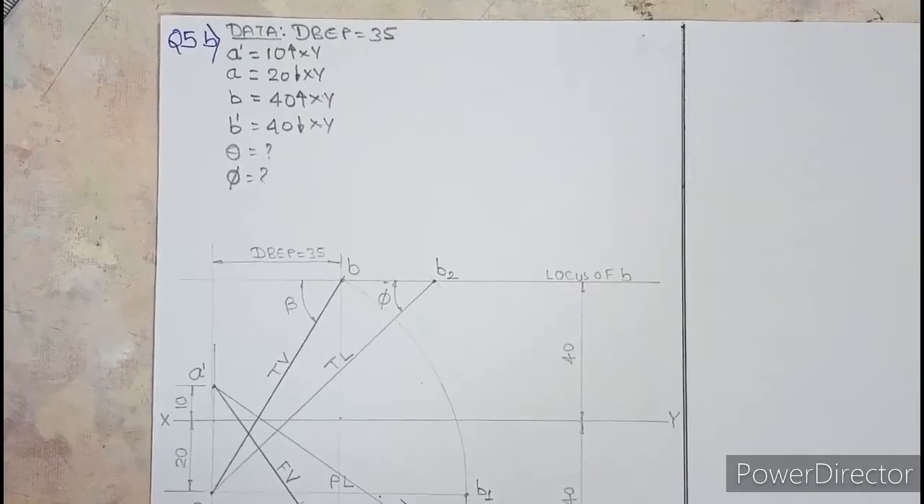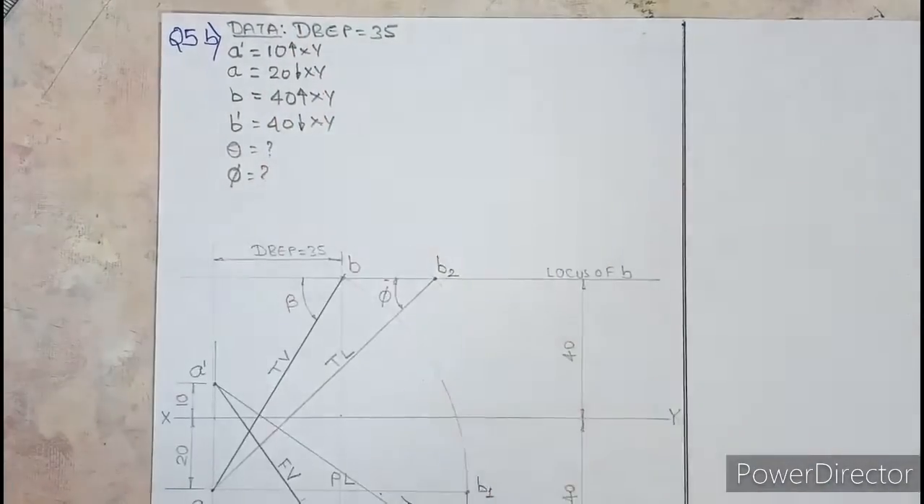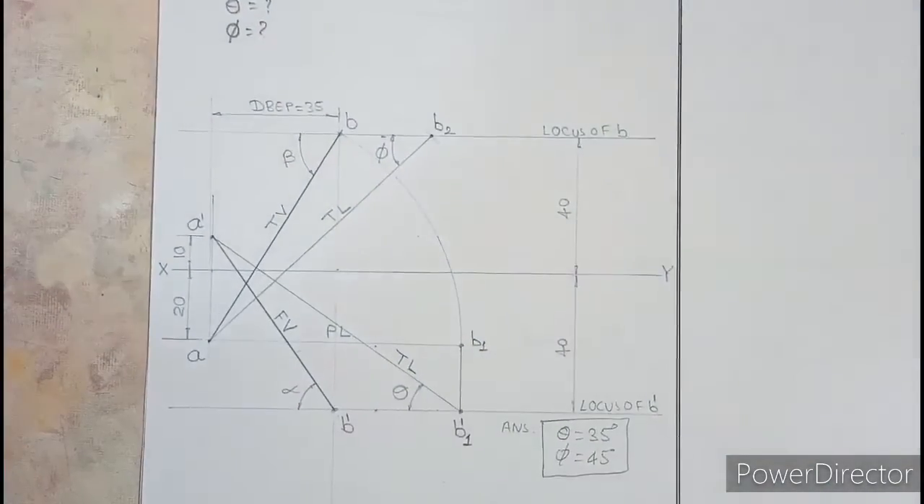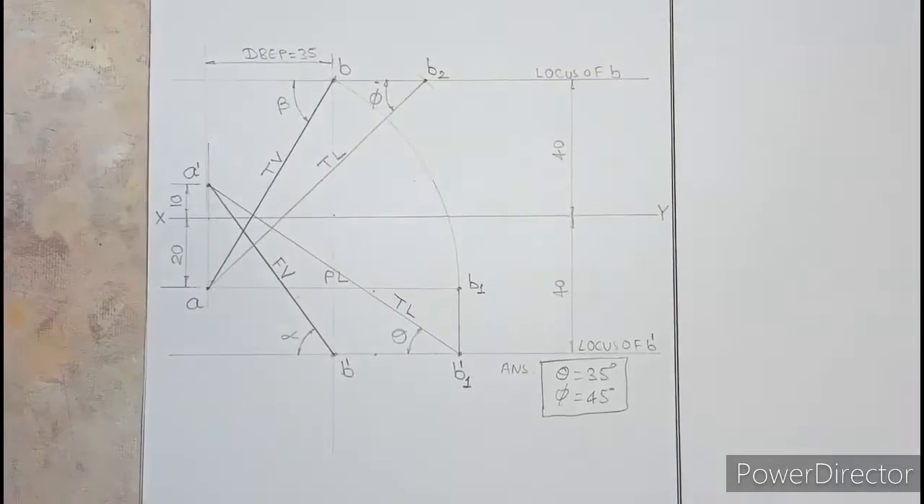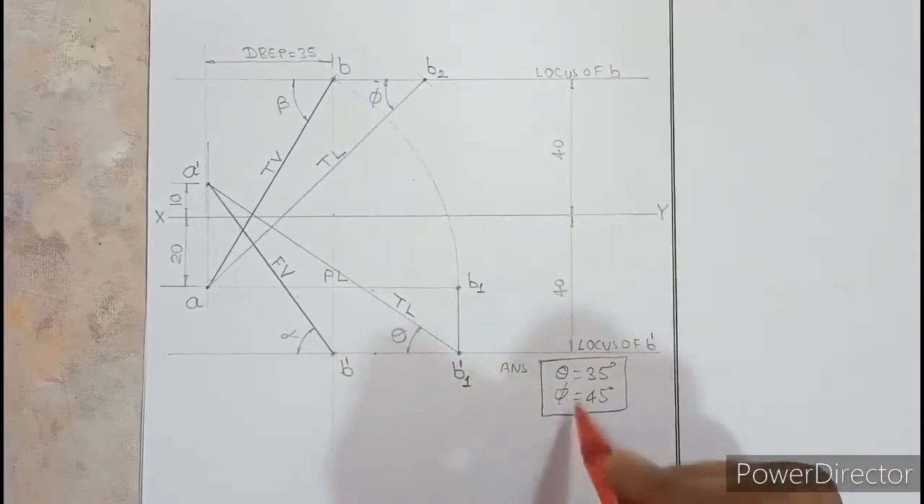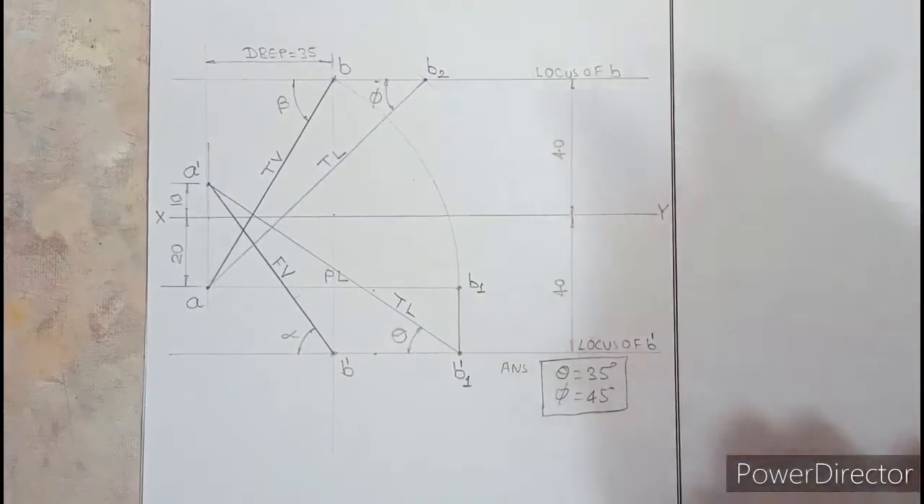So what is the technique to solve? Always write the data one below the other. Then solve the question with proper line selection. The nature of the line should be correct: light, medium, dark, dark, and the answer should be beneath. Only then will you get full marks.